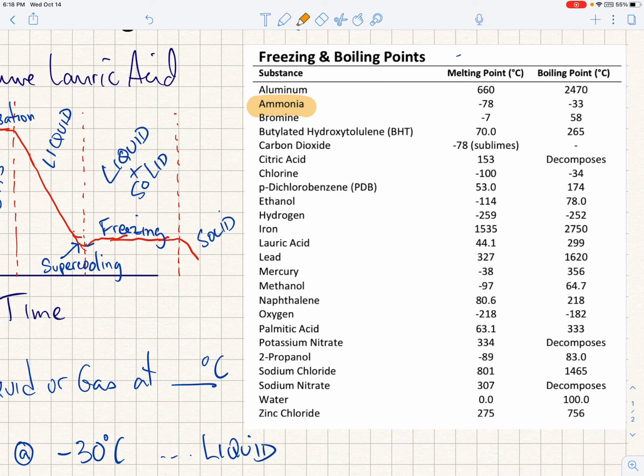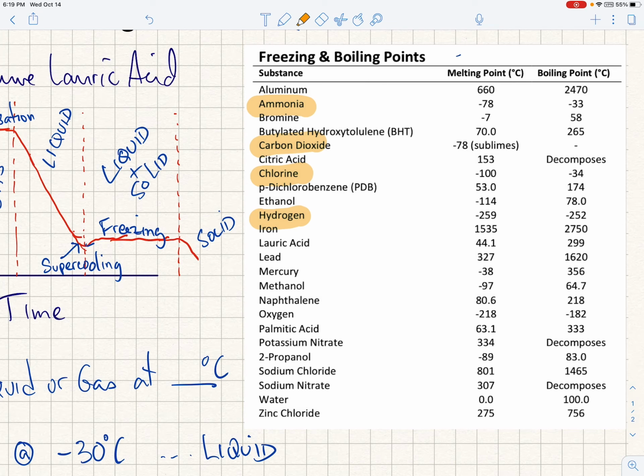Now there's one that's a bit tricky, and that's carbon dioxide. Carbon dioxide at minus 78 doesn't actually melt, but it sublimes, and sublimation is to turn from a solid directly to a gas. Since 0 degrees is above minus 78, carbon dioxide is a gas at 0 degrees. So that one's a bit tricky because it involves sublimation. The next one would be chlorine. Chlorine boils at minus 34. 0 degrees is above the boiling point, so it would definitely be a gas.